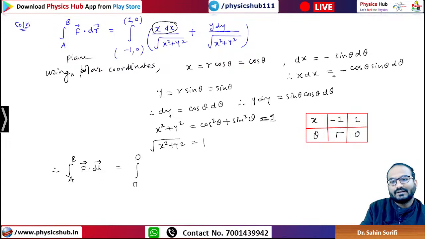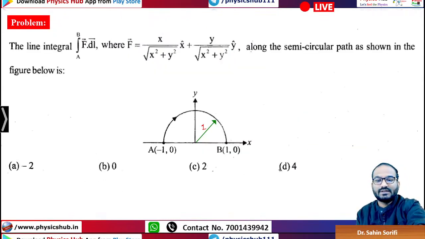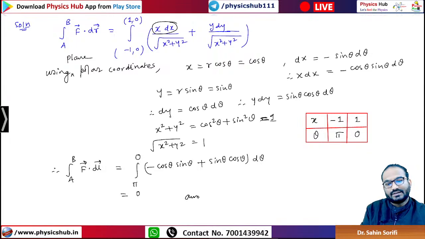X dx is minus cos theta sin theta d theta plus y dy is sin theta cos theta d theta, we are taking common. So we have to integrate this from pi to 0, and whatever be the integration result, that will be the answer. But you see, these two terms are cancelling, so this is 0. So the whole integral becomes 0. Option B is evaluated to be the correct answer.